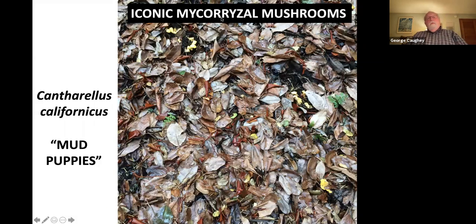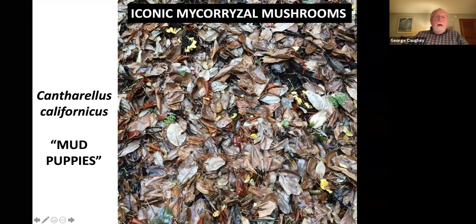Now, I've mentioned a couple of mycorrhizal mushrooms, with perhaps the most iconic being Cantharellus californicus, which is our chanterelle, our local, most common chanterelle in our area, which in the field often look like this, and are often called mud puppies because they come from fairly deep in the soil, and they're often just covered with mud. And they're kind of hard to see. They're barely emerging. They like our oaks most often.